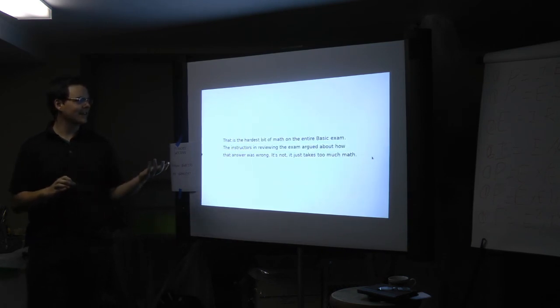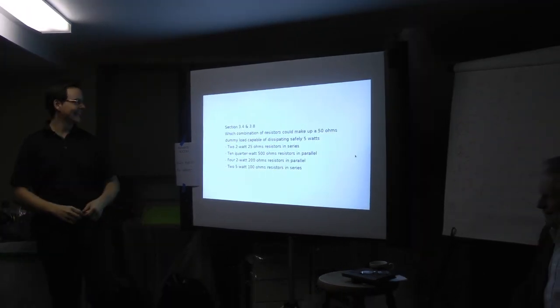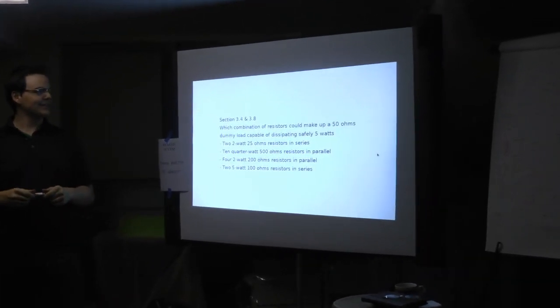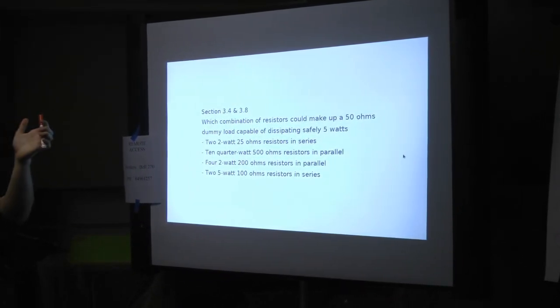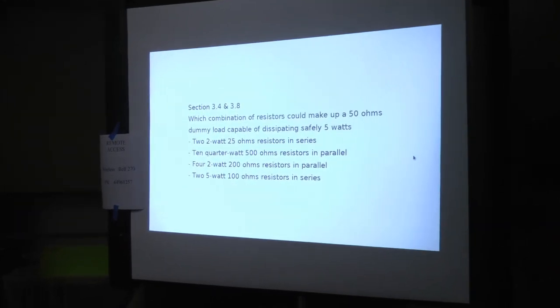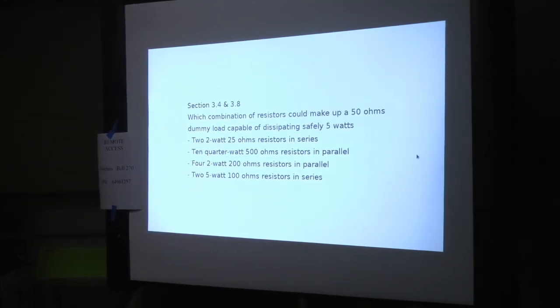So this is the hardest bit of math on the entire basic exam. Which combination of resistors could make a 50 ohm dummy load capable of dissipating safely 5 watts? This one seems complex at the beginning until you just start reading the answers. And then you see you have two 2-watt 25 ohm resistors in series. So they're telling you what the wattage of each resistor is. There's not so much math going on here as initially we thought.